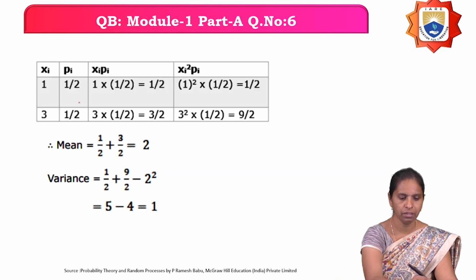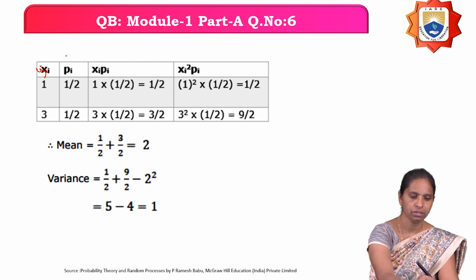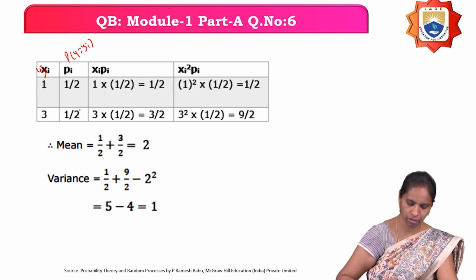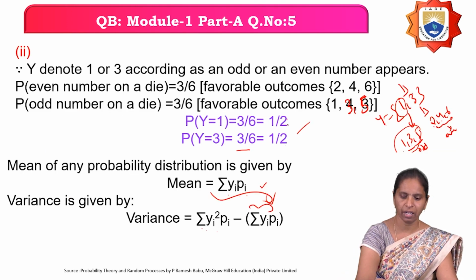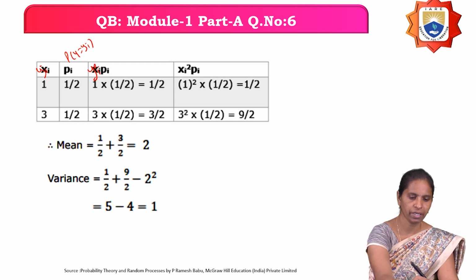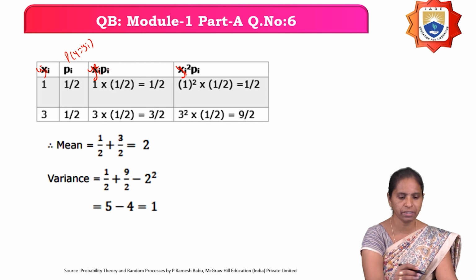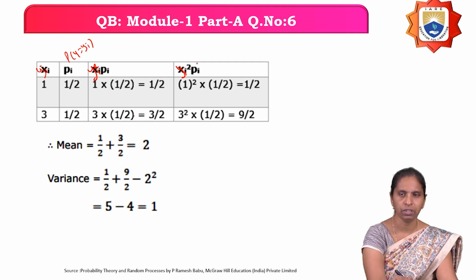Now we'll make a table. So yi equals 1, 3. What is pi? Nothing but p of y equals yi, nothing but 1 by 2 and 1 by 2, which we have calculated already. Then we need yi into pi and yi square into pi. So yi square into pi is nothing but 1 square into 1 by 2, and yi into pi is 3 into 1 by 2. Similarly, you can calculate yi square: 1 square into 1 by 2 and 3 square into 1 by 2.